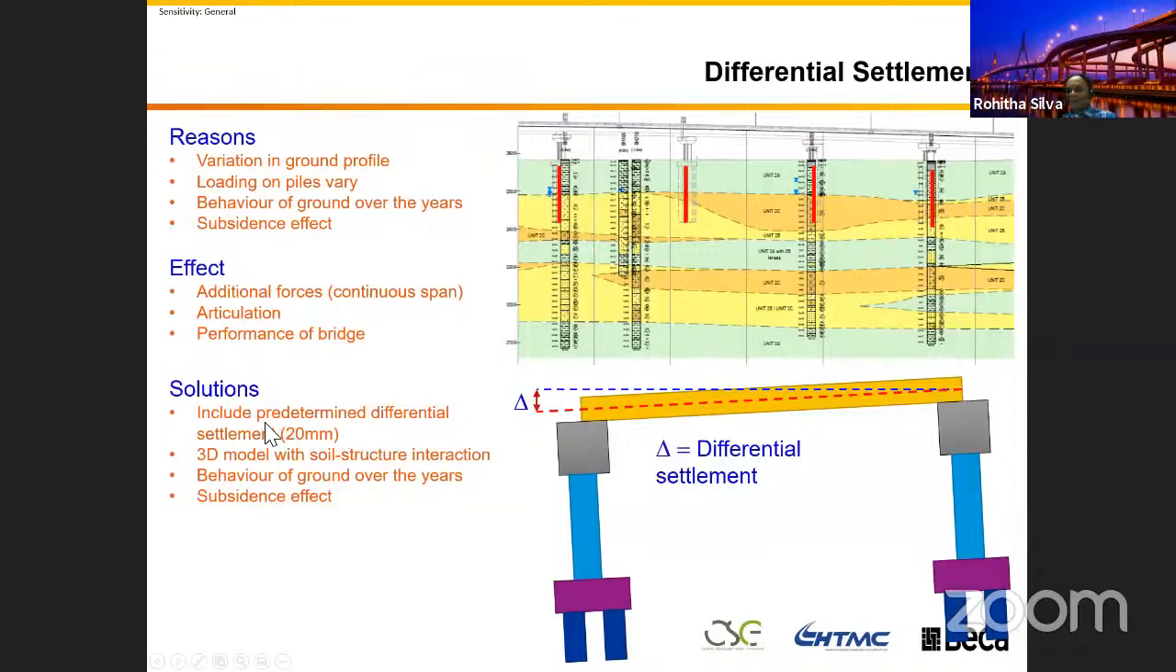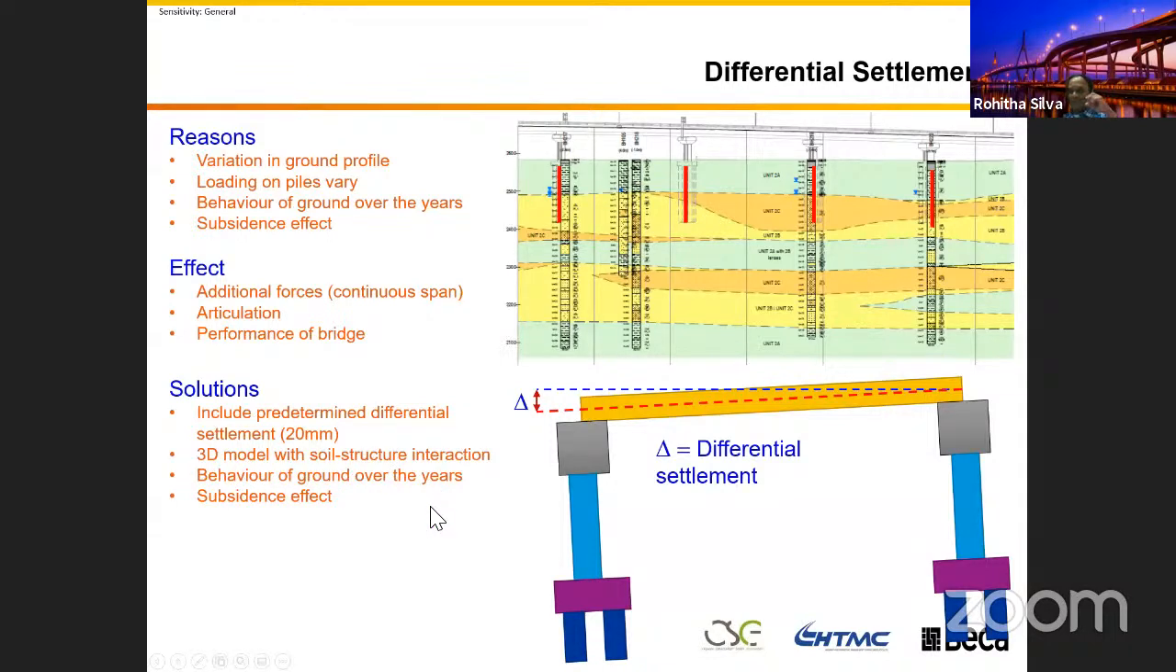The solutions include applying a predetermined differential settlement in your bridge model. The 20 is quite reasonable. It's conservative as well, or else you can do the 3D bridge model.